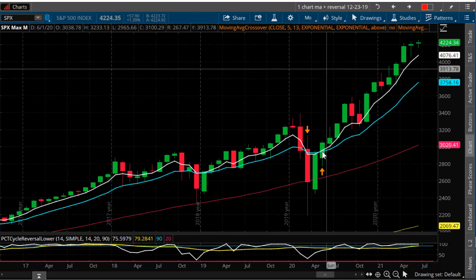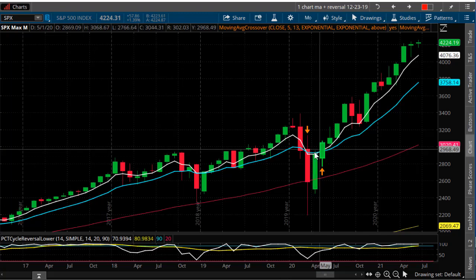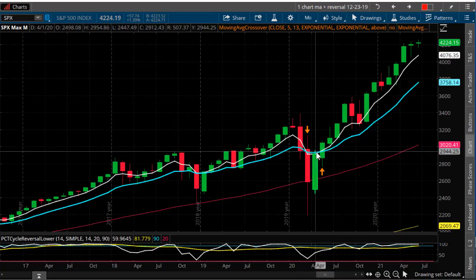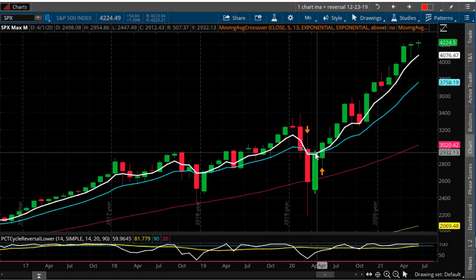But you can see the trend shift here. This is just a 5/13 cross. See this white line crossing that blue? That's the 5 exponential moving average crossing over the 13 period exponential moving average, which creates a really good signal for a potential trend shift. Now, this being a macro trend shift, you can see this signal actually came right here. This is based on a closing price.